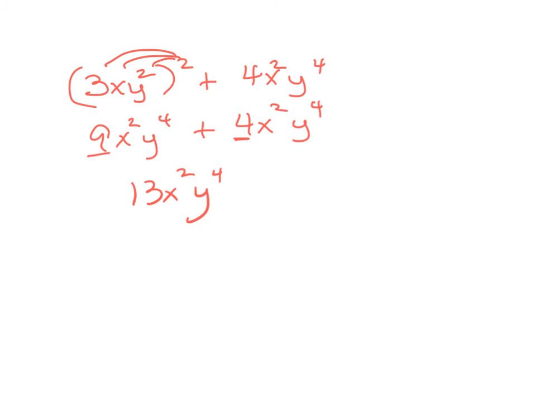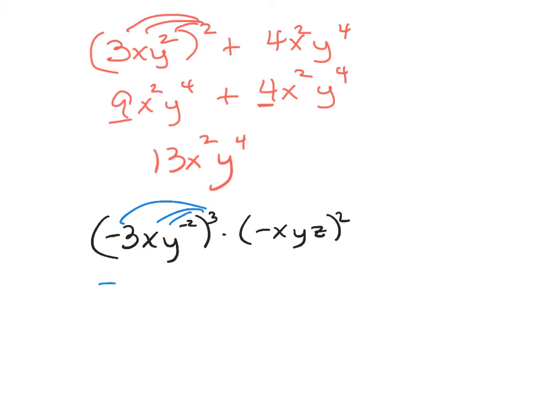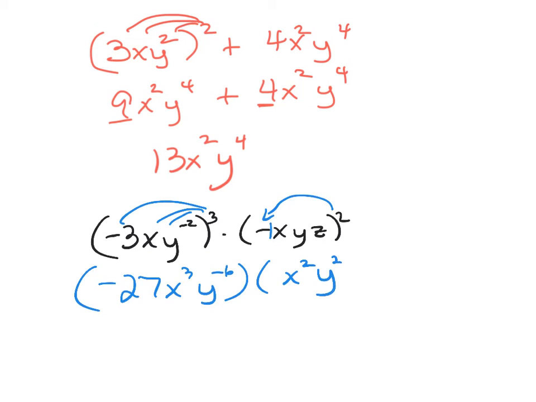Let's try one more exponent example, and then I'll do a couple radical examples. So this one's negative 3xy to the negative 2 raised to the 3rd power, negative xyz squared. Again, evaluate the exponents individually. Put this 3rd power on all 3 of these. And then now I'll do the same thing over here. I can assume a negative 1 here. Negative 1 squared is positive 1, so that's what happens to that negative sign. And then put the square on all 3 variables.